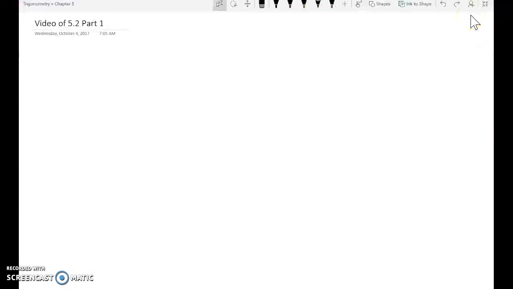Okay, so welcome to 5.2 part 1. So 5.2 is a section in the book that is now about the graphs of sine and cosine waves. So 5.2 is graphs of sine and cosine.